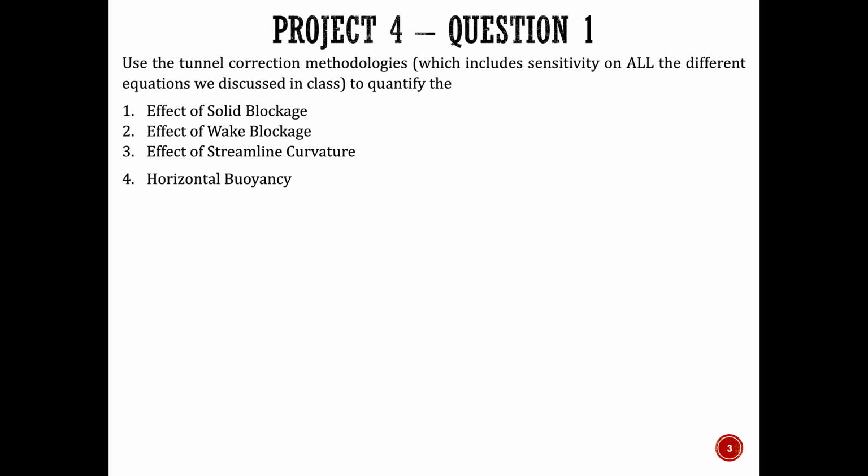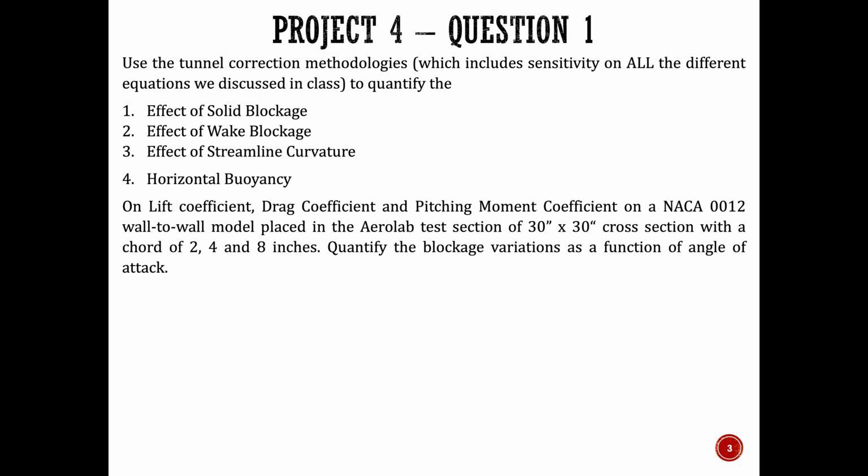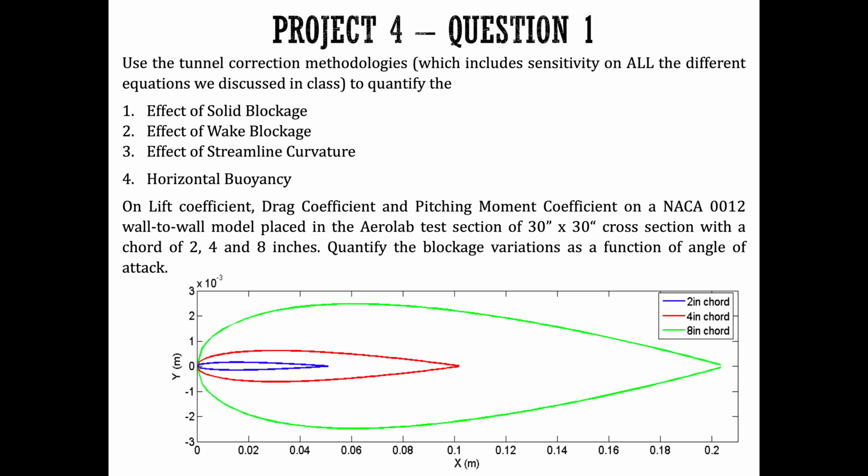All right. So you'll be employing these different blockage corrections for the lift coefficient, drag coefficient, and pitching moment coefficient on a NACA 0012 wall-to-wall model placed in the Aerolab test section. Our Aerolab test section has a 30-inch cross section, and you can take a chord of 2 inches, 4 inches, and 8 inches, so that you can see what the blockage ratio is and how it affects the measurements that you take.